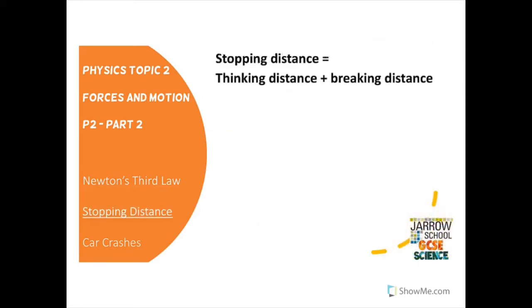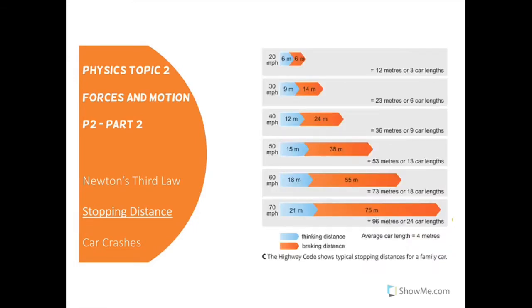The next thing that you need to know is stopping distances. And stopping distance is made up of a thinking distance and a braking distance, which I will describe in a second. If you want to learn to drive, you will need to remember these stopping distances at various speeds as found in the highway code. So this will be part of your theory driving test. And what you'll notice if you look at these closely is that the faster a car is travelling, the further it travels as it stops.